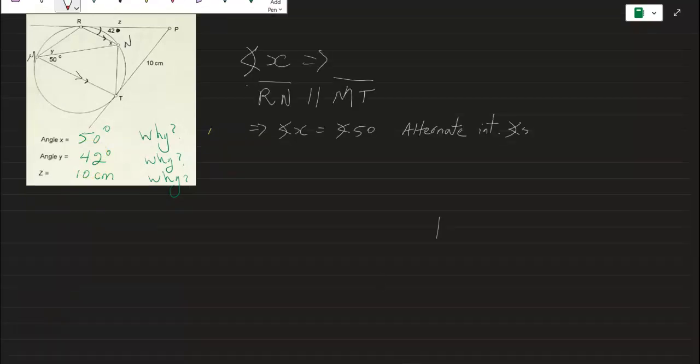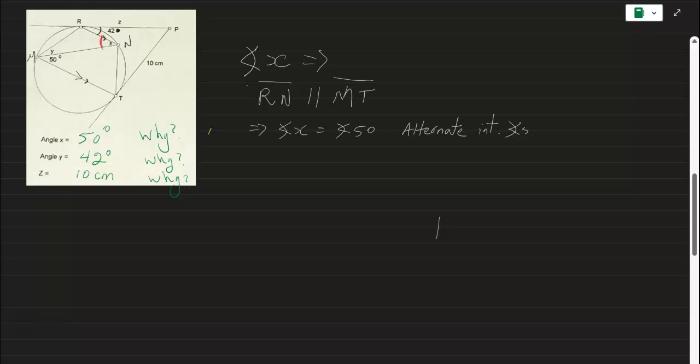So angle X, which is right here, that's angle X. To get angle X, let's focus on the lines RN and MT. These two lines have this tick mark, one in here and one in here, if you can see that. Those two lines are parallel. So here we state parallel, and since they are parallel, then X must be equal to 50 degrees, and the reason is that in parallel lines, these angles are called alternate interior angles.